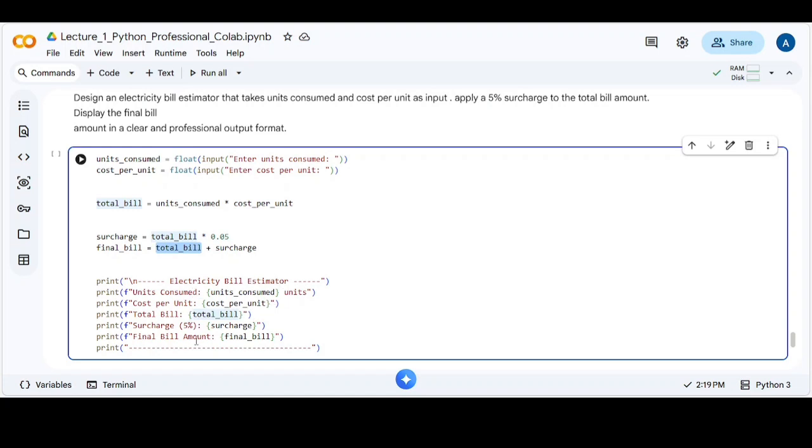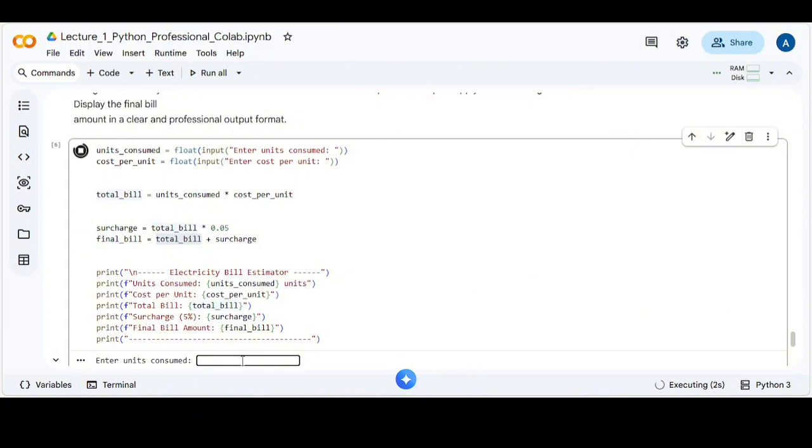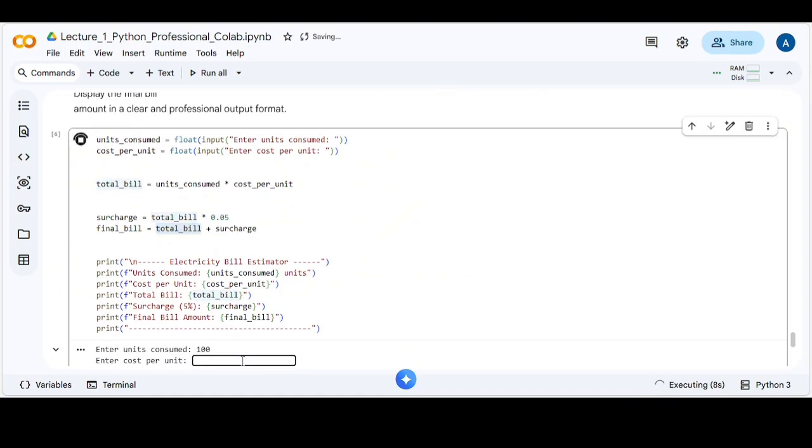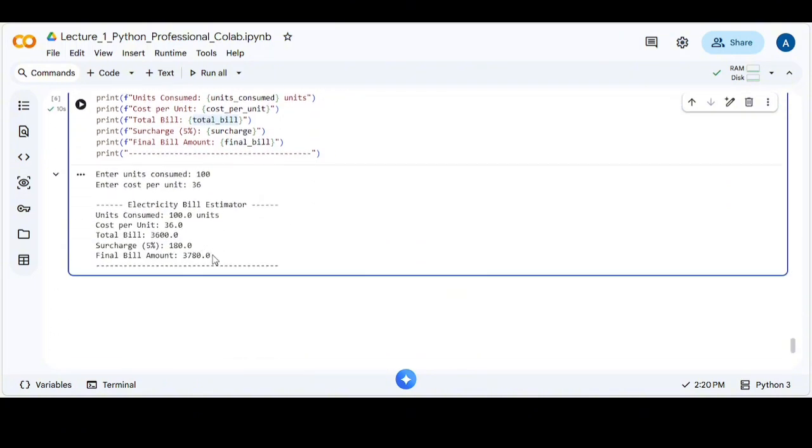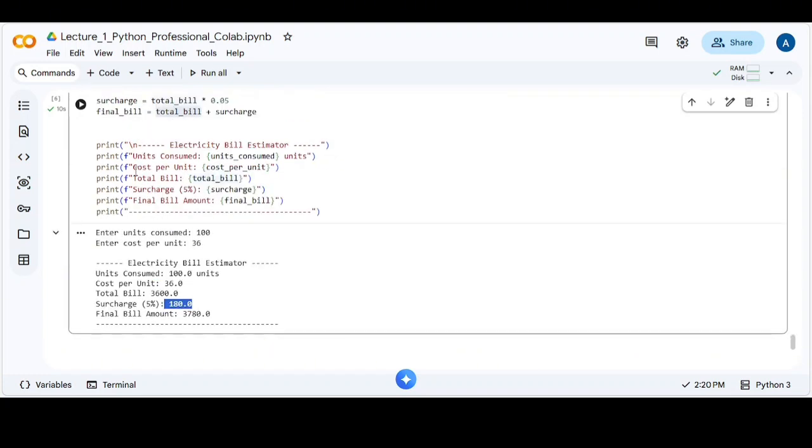Now, if we run it, let's say we consume 100 units, and each unit costs around 36. So in total, we will have a bill amount of 3,780 after a 180 rupee surcharge. So that's it for now.